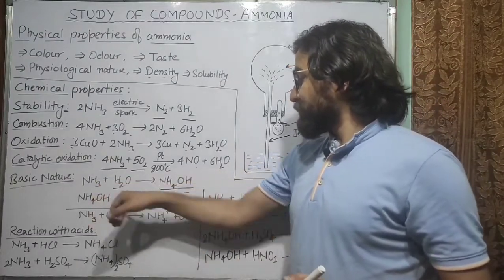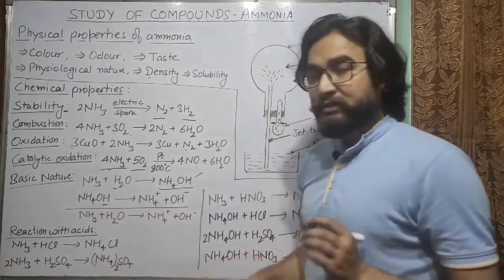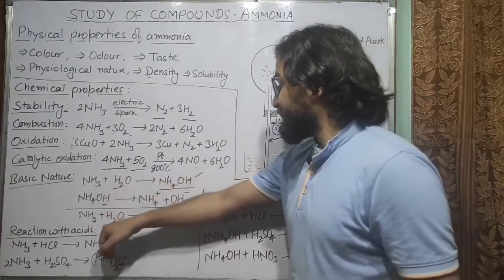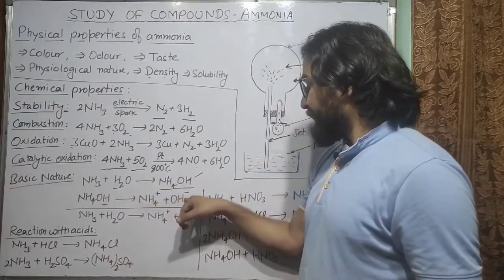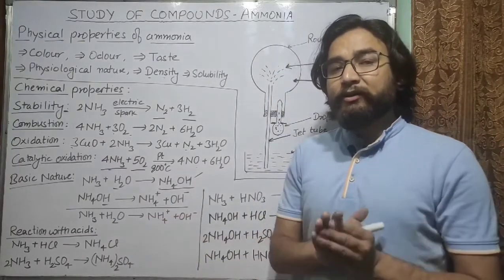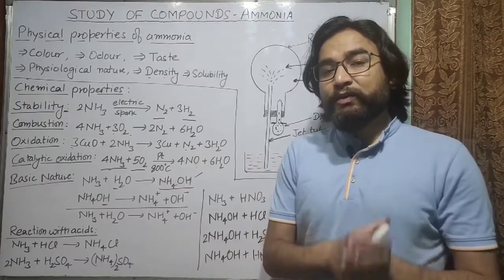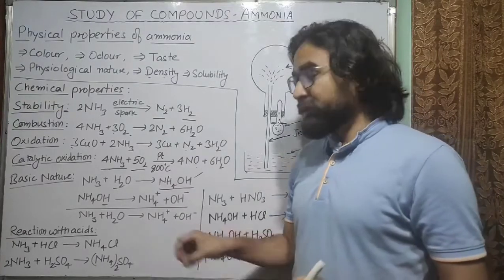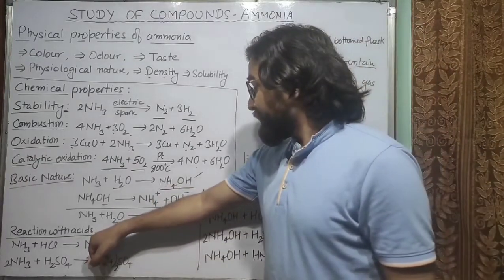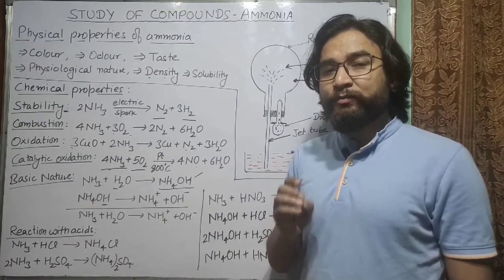If you combine these two reactions, NH4OH can be cancelled out on both sides, so it will give NH3 plus H2O. So NH3 plus H2O will form ammonium ion and OH minus ion. So ammonia and water will give ammonium and hydroxyl ion. Because it will give hydroxyl ion, therefore it is a weak base. So ammonia is weakly basic in nature. Now if we talk about the reaction with acids, so it will react with acids to form salts.